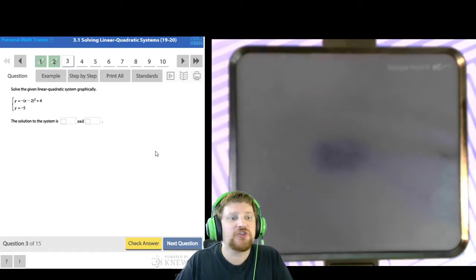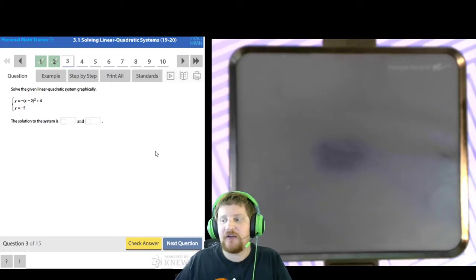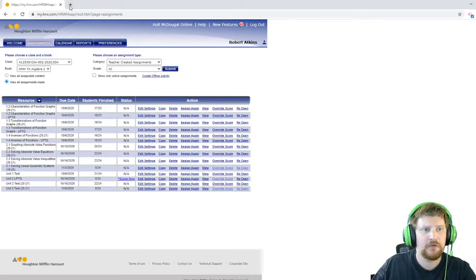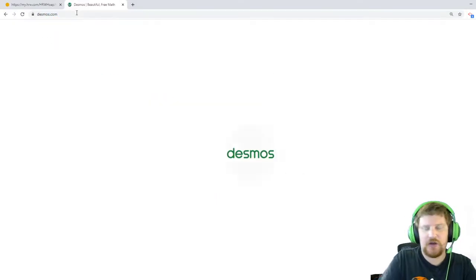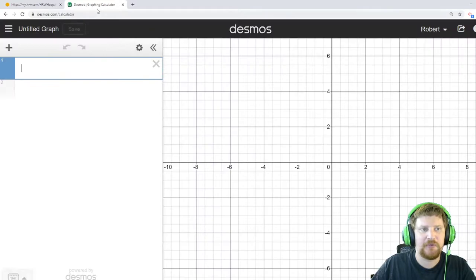Now they want us to solve this graphically. Because they're specifically asking me to solve it graphically, let's go ahead and take a look at Desmos for this one. So desmos.com. Alright, and let's go ahead and hop into the graphing calculator.